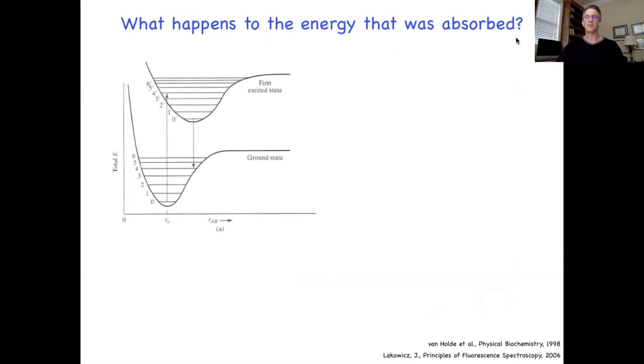Okay, so what happens to that energy that was absorbed? We absorb some light and push the system from a ground state to an excited state. Where does that energy go? Does it stay up there forever? The answer is no. That is an unstable separation of charge. The molecule wants to relax back to the ground state. There's a significant driving force for that molecule in that unstable excited state to get back to the ground state.